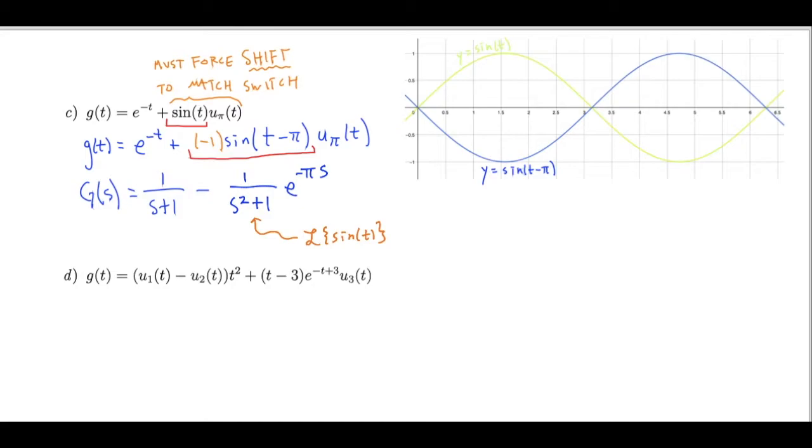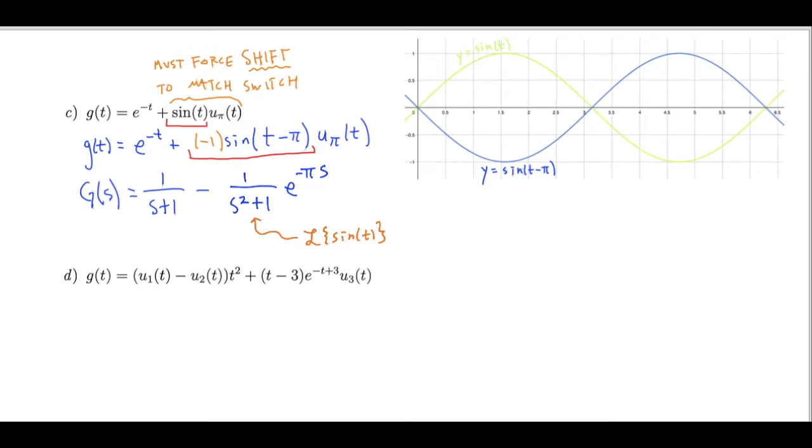Just as a reminder of the structure of this theorem, when I transform sine of t minus pi, I'm actually just going to get the transform of sine of t, because this shift has been accounted for in the theorem and works along with this switch to introduce this exponential function.